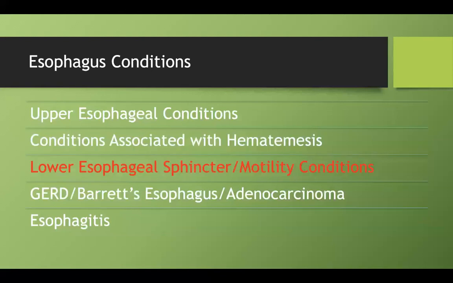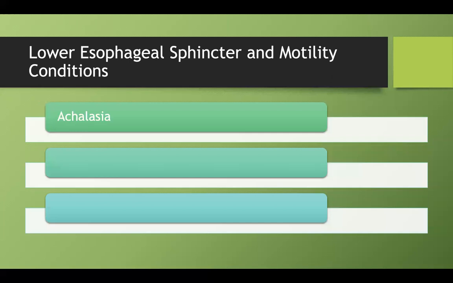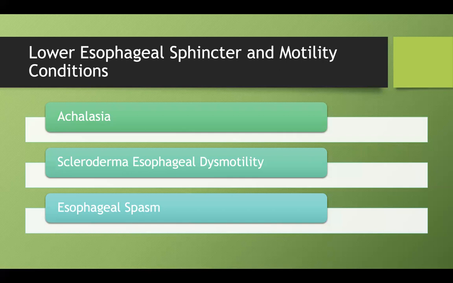Now let's move on to lower esophageal sphincter and motility conditions. The first one and the most high yield of these conditions is achalasia. Then we'll talk about scleroderma, esophageal dysmotility, and we'll finish it off with a motility problem, the esophageal spasm.